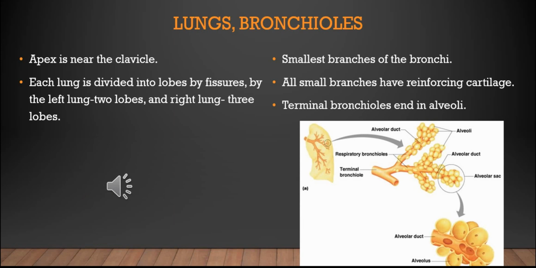The next two are the lungs and bronchioles. The apex of the lungs is near the clavicle, and each lung is divided into lobes by fissures. The left lung has 2 lobes, and the right lung has 3 lobes. Bronchioles are the smallest branches of the bronchi, and all but the smallest branches have reinforcing cartilage. Terminal bronchioles end in alveoli.